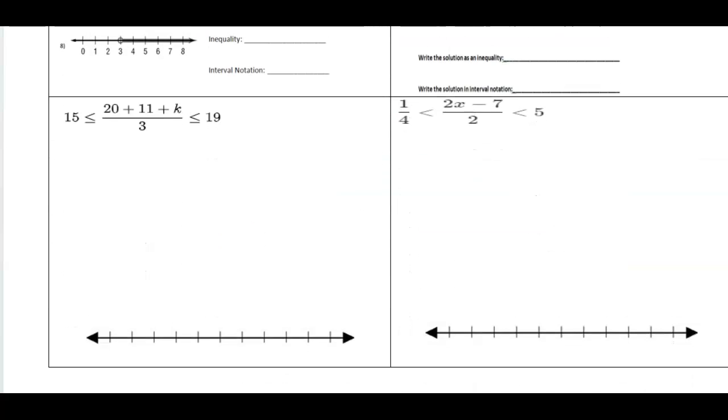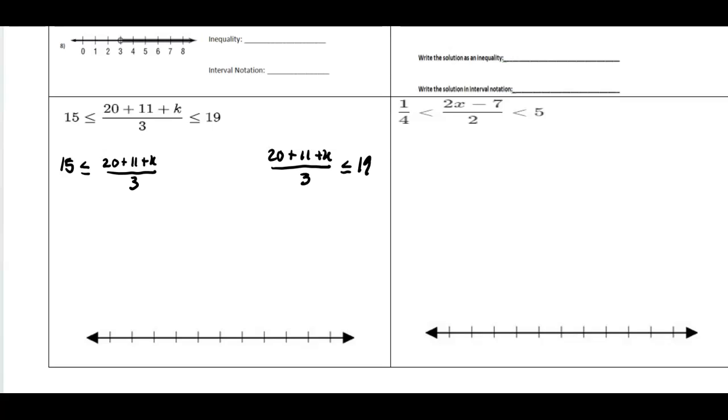All right, now we got a new type of compound inequality here. This looks ugly because there's fractions, but have no fear, you can solve it. So your first inequality happens right here, right? So it's 15 less than or equal to 20 plus 11 plus k over 3. And then your other inequality starts over there. So it's 20 plus 11 plus k over 3 is less than or equal to 19. So you have two inequalities here.